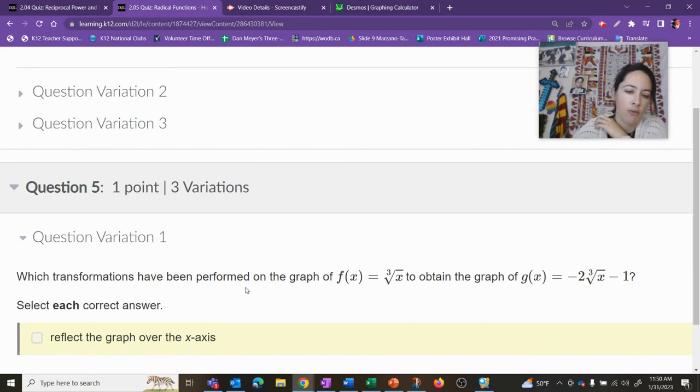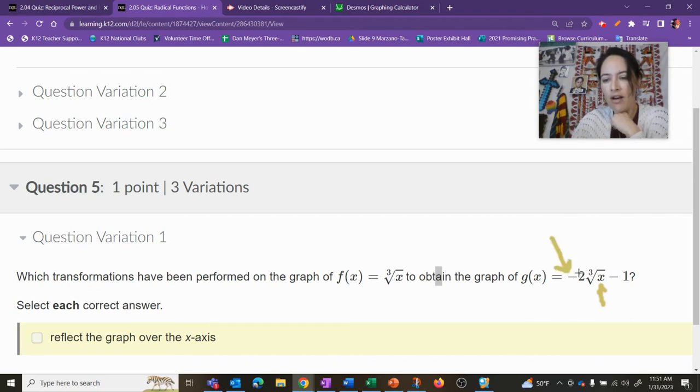Which transformations have been performed on the graph f of x equals 3 cube root of x? So that's our parent function. To obtain the graph g of x, so now a new function, negative 2, 3. Oh, this is lovely. Okay, this one I can do. It's when we start messing with this guy that gets me frustrated. When it's on the outside, let's just see. Maybe I can. It might be negative 2.